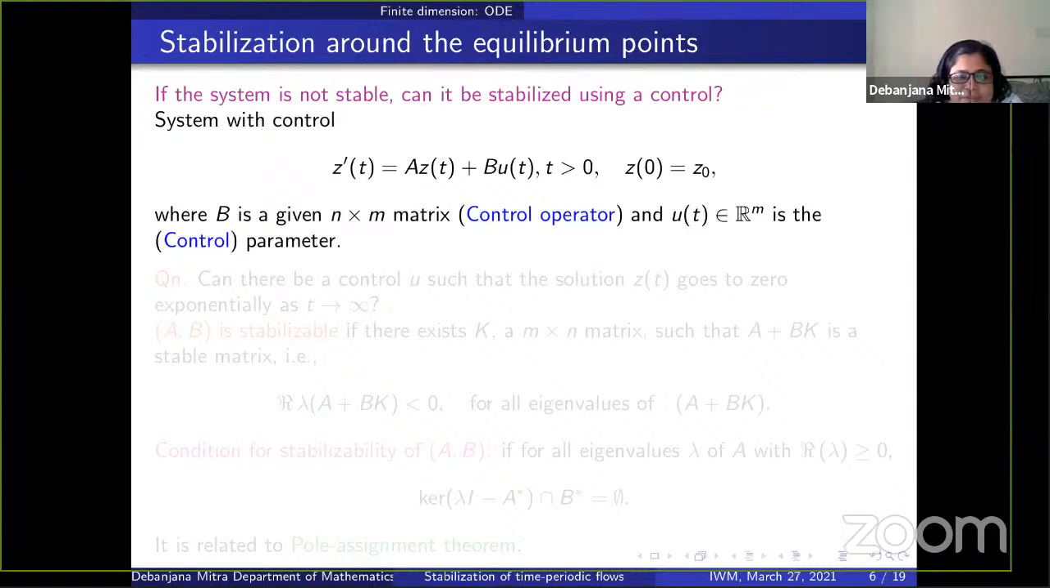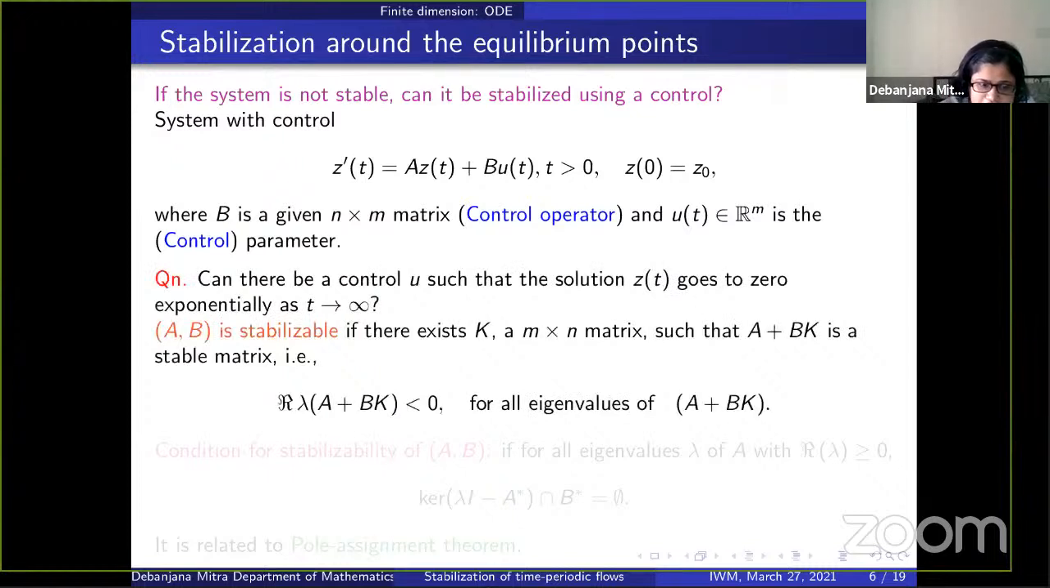So it's basically the interplay between two matrices here. One is capital A and another one is the control operator capital B. So that's what we are going to define, what it means. So (A, B) is stabilizable if there exists another matrix capital K such that A plus BK is a stable matrix. Now suppose you find such a K exists, then you write u(t) is equal to K z(t), and then the dynamical system z'(t) is nothing but equal to (A plus BK) the whole bracket into z(t).